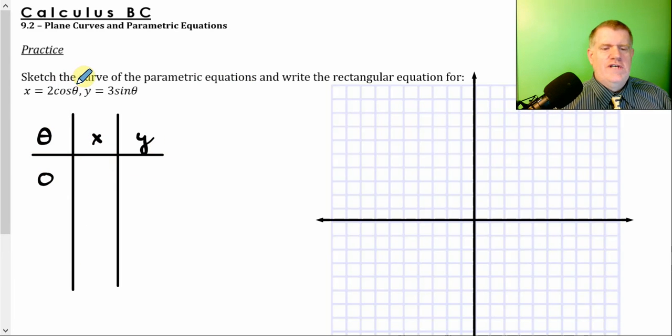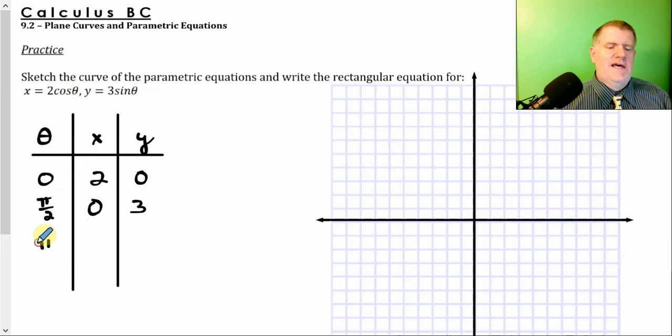So the cosine of 0 is 1. The sine of 0 is 0. Right. Here's another nice easy one, pi over 2. Cosine of pi over 2 is 0. Sine of pi over 2 is 1. 1 times 3 is 3. Oh, this is nice.